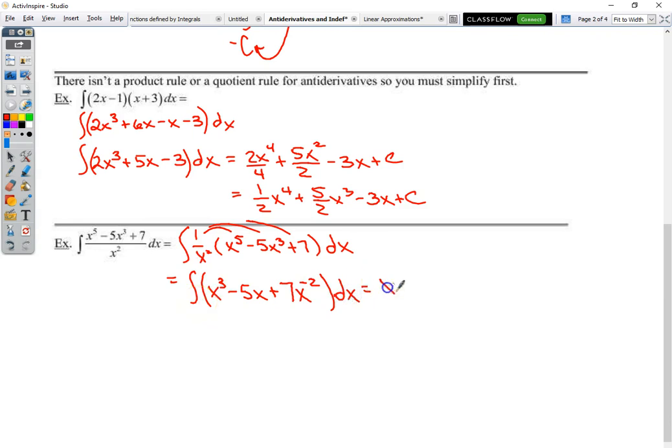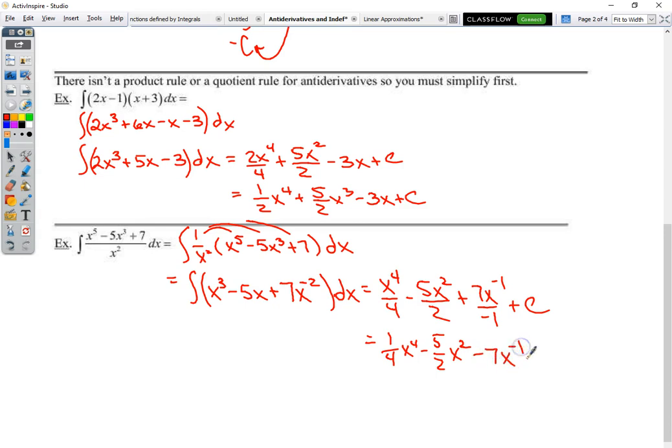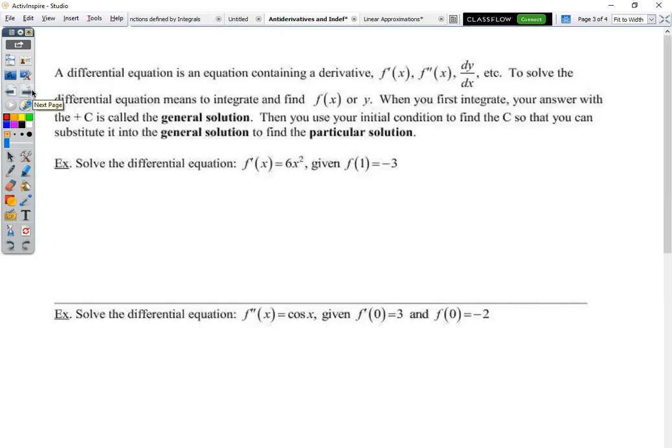And if we do that, we take the antiderivative. That becomes x to the fourth over 4 minus 5x squared over 2. This is a fun one. This becomes plus 7x to the negative 1 over negative 1 plus c. Again, don't forget that plus c, the stinking plus c. So this is 1/4 x to the fourth minus 5/2 x squared minus 7x to the negative 1 plus c. And that 7x to the negative 1 can be 1 over that.